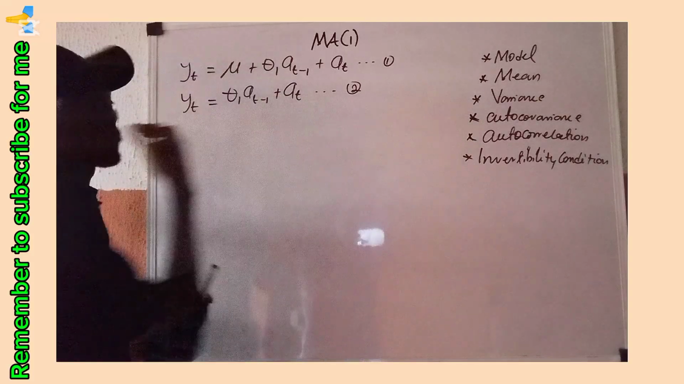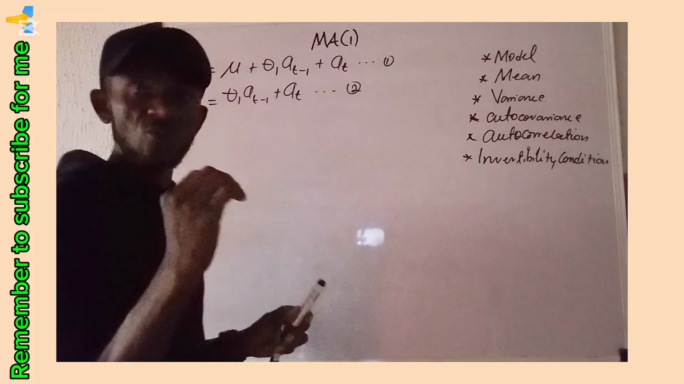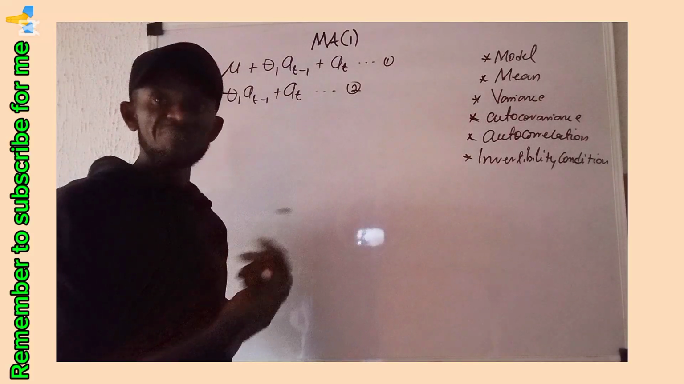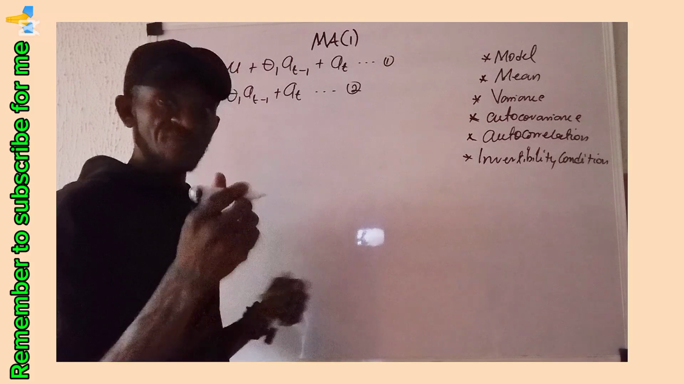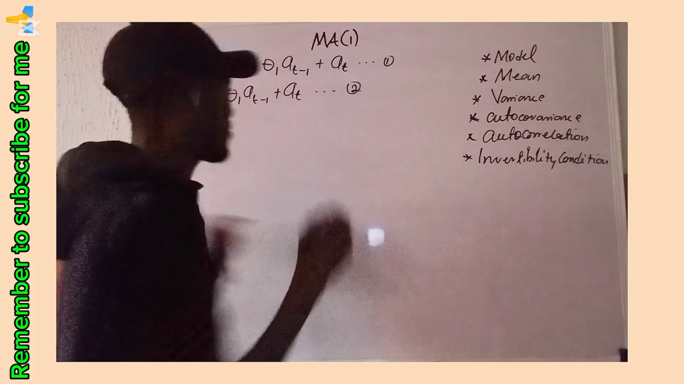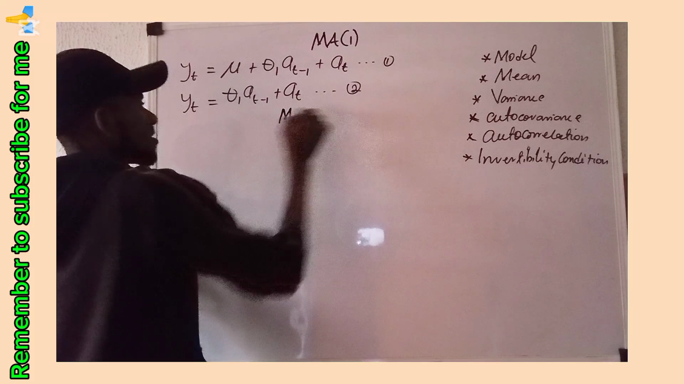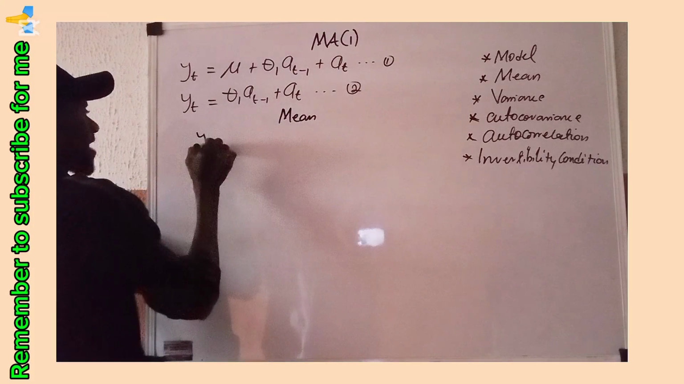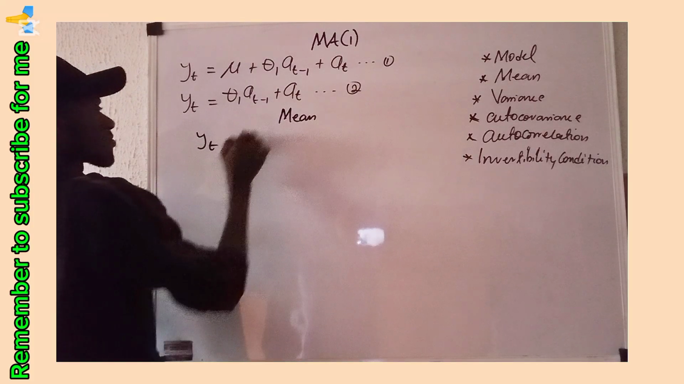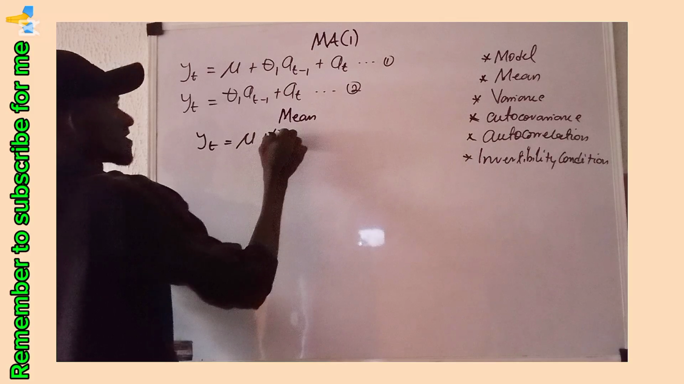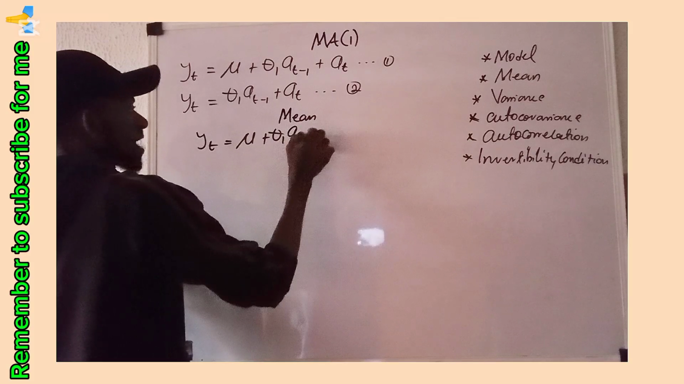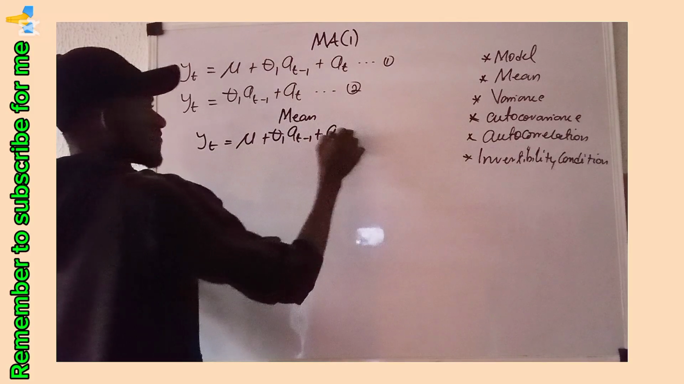We are going to use the first model when we want to talk about the mean of the model. We use the first model, and of course, I have here the mean. We want to discuss the mean, and we are using that y of t is equal to mu plus theta 1 a of t minus 1 plus a of t.